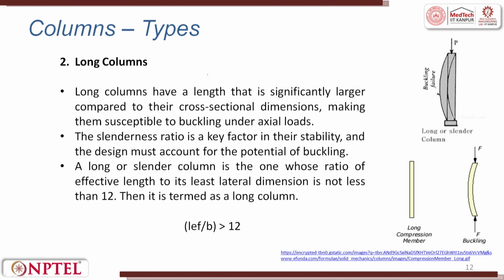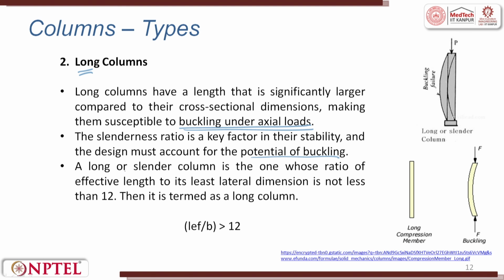Long columns, as the name specifies clearly, have a length that is significantly larger compared to the cross section dimension, making them susceptible to buckling under axial load. So, it is a long compression member. When load is applied, it buckles. So, the slenderness ratio is a key factor in their stability, and design must account for the potential of buckling. Okay. In short columns, it will always crush. In long columns, the predominant failure is always buckling.